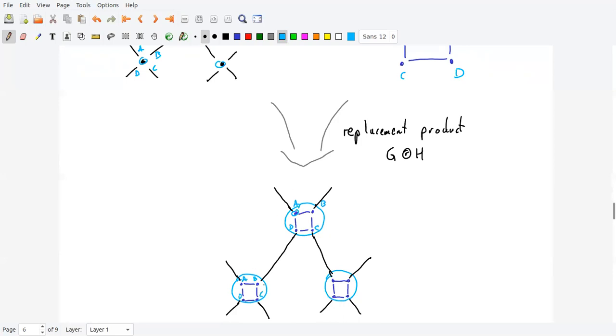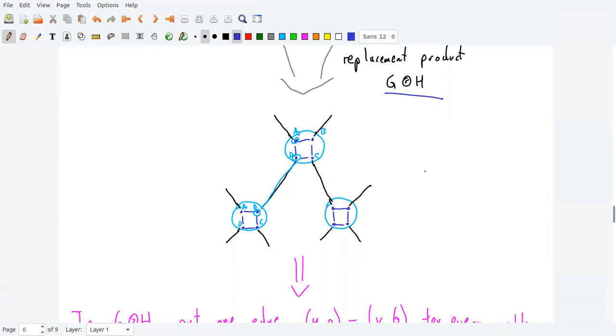So in particular, observe that vertex B from this copy is being connected with vertex D from that copy. So these two labels might not match, meaning that this edge might have a different label from the point of view of one endpoint than from the point of view of the other. So this is called the replacement product of two graphs. This is not yet a zigzag product, but almost.